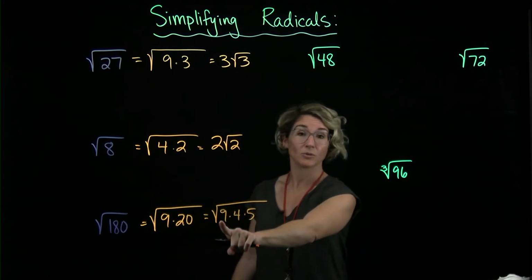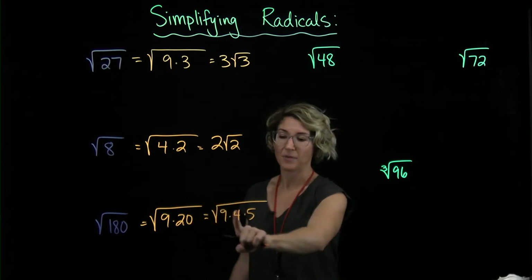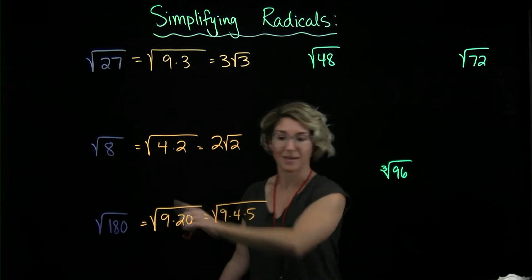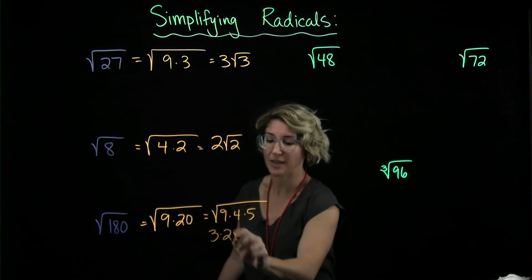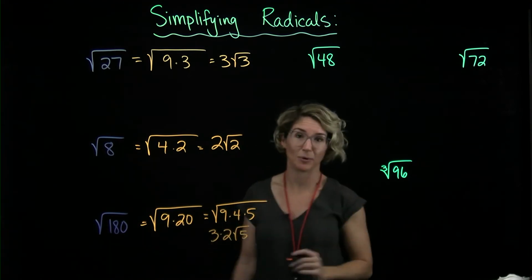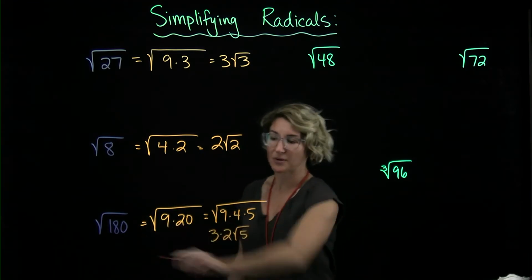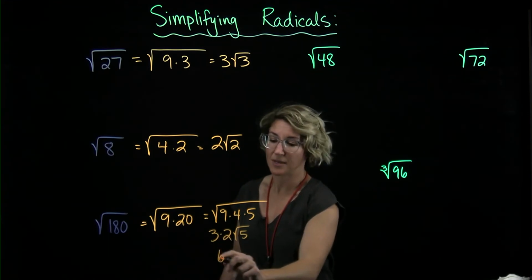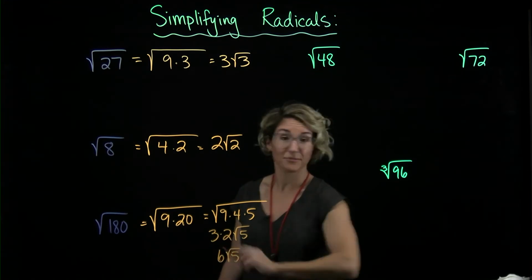Because now I know the square root of 9 is 3. I can take that out. The square root of 4 is 2. I can take that out. And now I just have the 5 that's left, and 5 can't be broken down any farther. So the square root of 180 is really the same thing as 6 times the square root of 5.